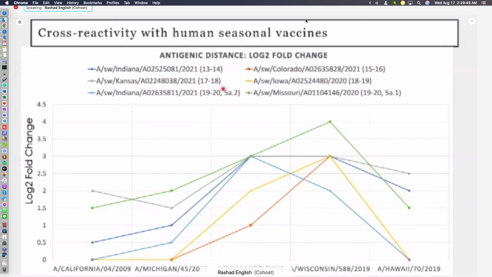And if I can do a quick plug here, if you want to come by poster 153 tonight, I will be happy to tell you more information about a new subtype that we've identified in harbor seals in Alaska.